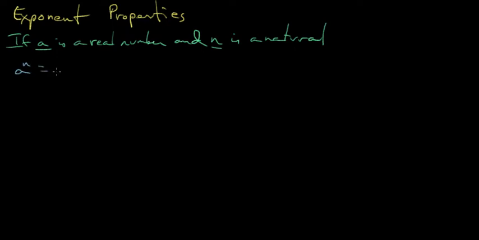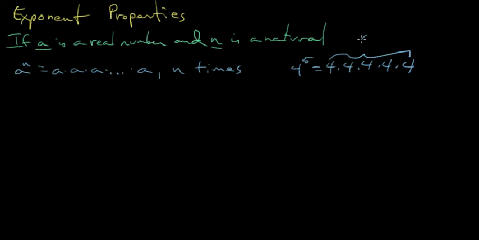A to the N equals A times A times A times A, N times. There's no big mystery about this. You've been doing this for a long time, like for example 4 to the 5th power equals 4 times 4 times 4 times 4 times 4. There are 5 factors of 4. Okay? 4 to the 5th power does not equal 20. You do not multiply 4 times 5. You multiply 4 times 4 times 4 times 4 times 4. That's what that's all about.